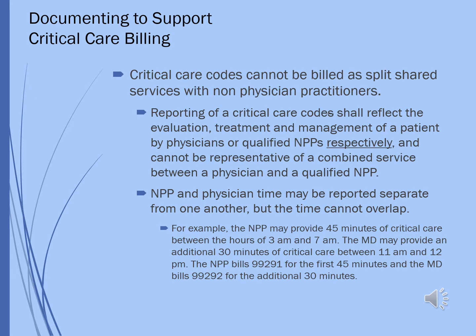So for example, the APP may provide 45 minutes of critical care between the hours of 3 a.m. and 7 a.m. They would bill for the 99291 for that first 45 minutes. The MD may provide an additional 30 minutes of critical care between 11 a.m. and 12 p.m. The MD would then bill for the additional units of 99292. So in this example here, you can see that the times did not overlap and that each provider is billing for their own individual time spent providing critical care services to the patient.